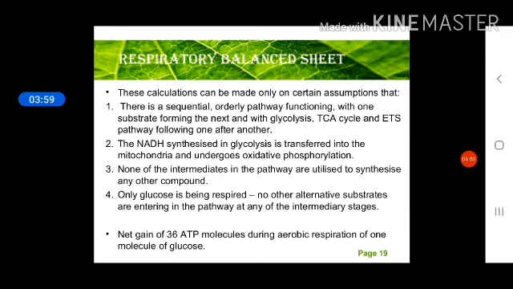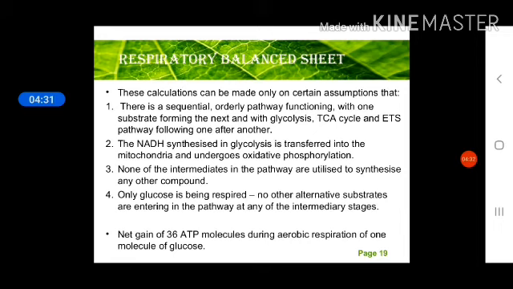In this way, we can calculate. In glycolysis, if we talk about net ATP, we get 2 ATP. After that, 1 ATP molecule during one Krebs cycle, and you know the Krebs cycle runs twice, so a total of 2 ATP. In this way we get a total of 4 ATP molecules.